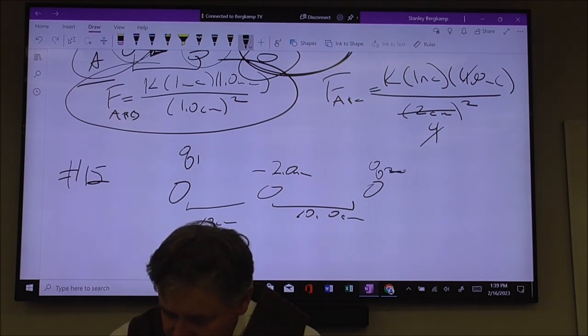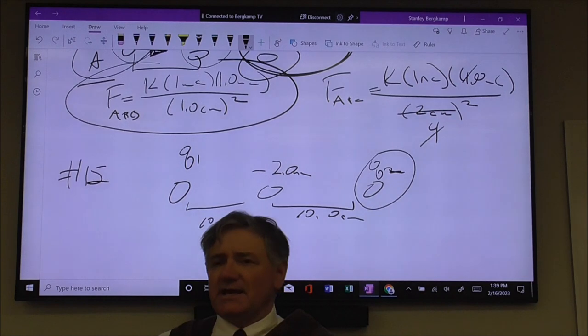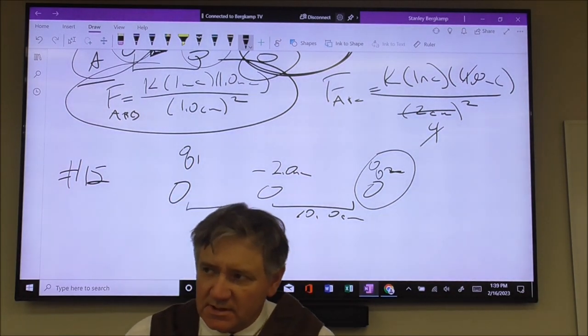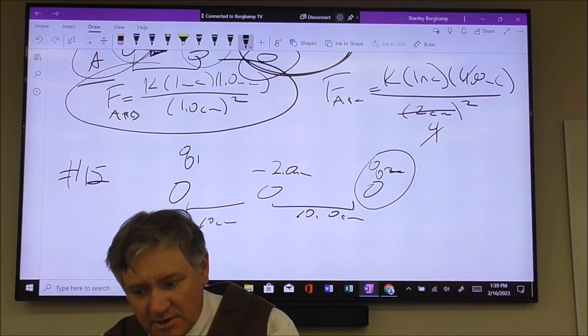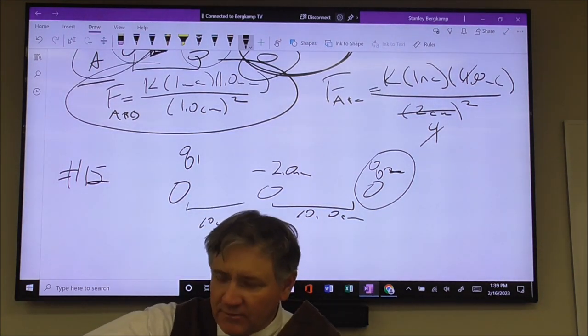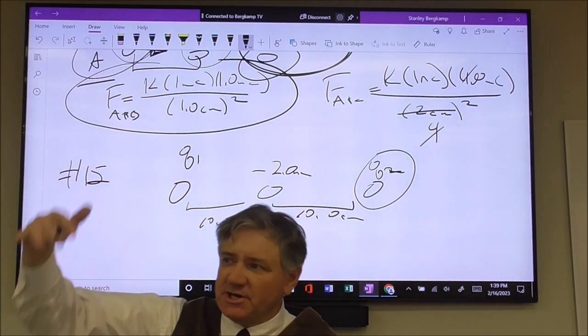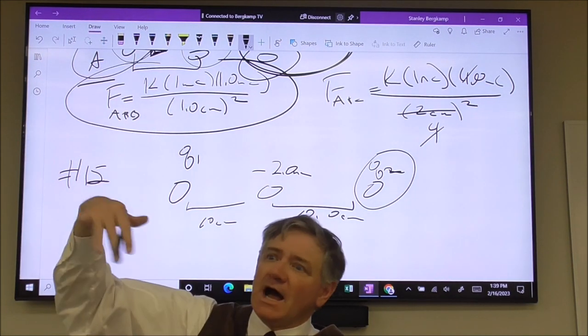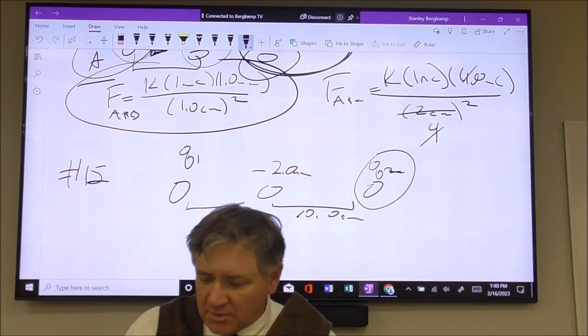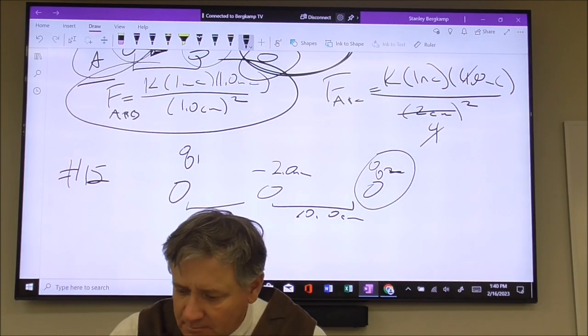So, Q2 over here. We're not saying it's not going to experience a force. We're just going to assume that it's not going to have any net force, okay? Just like gravity is pulling down on all of you right now, but the chair is pushing up on you, so you have no net force, okay? Same idea.